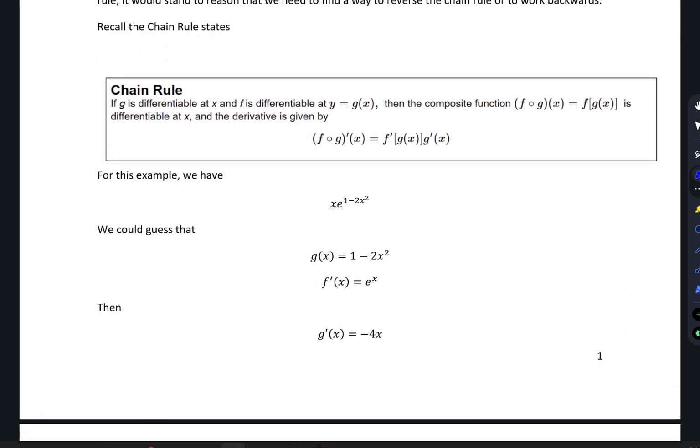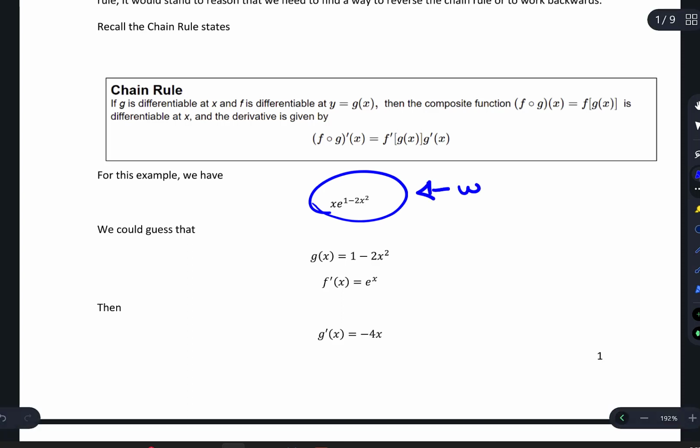If g is differentiable at x and f is differentiable at y equals g of x, then the composite function f of g at x is equal to f with g of x being the inner function. And then the derivative is given by the derivative of f evaluated at g of x, multiplied by the derivative of g of x. So for this particular example, notice that inside the integral we have x times e to the 1 minus 2x squared. So in other words, what we are trying to find is a function that has this derivative.